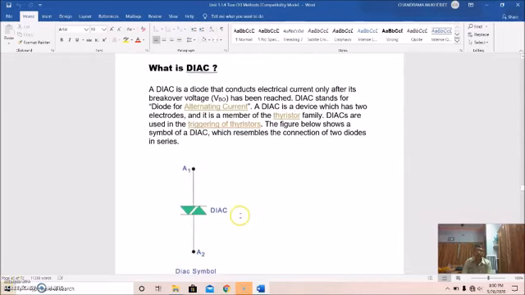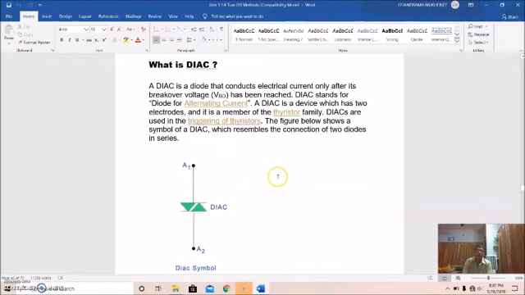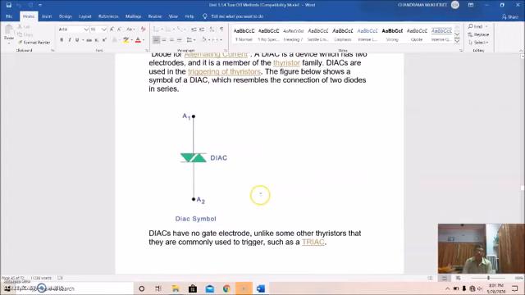So this is the symbol, which resembles the connection of two diodes in series. This is diode 1 and this is diode 2 connected in series. This is anode 1, this is anode 2, and it doesn't have any gate.